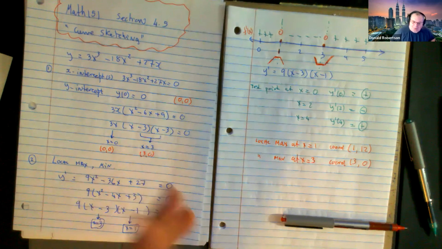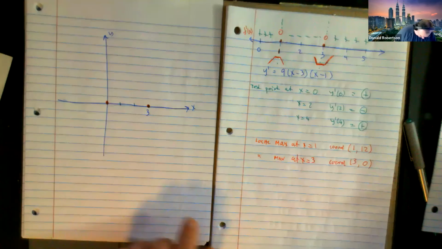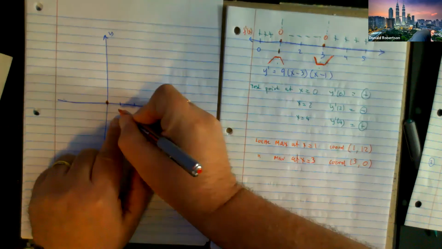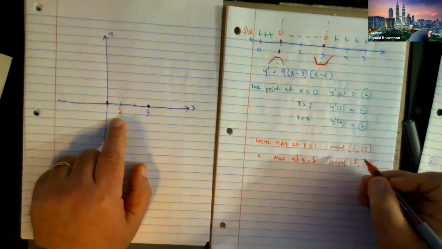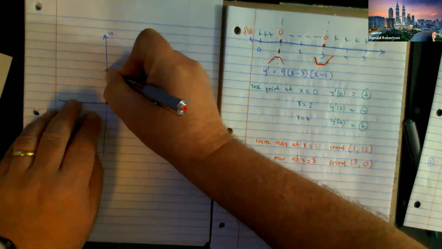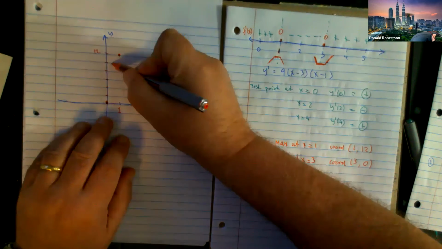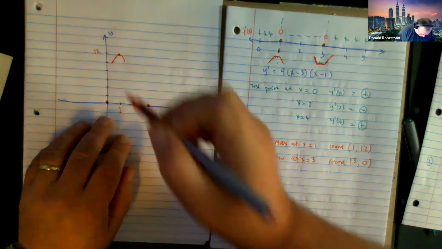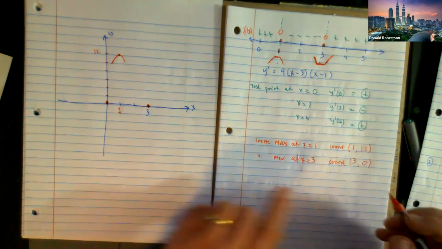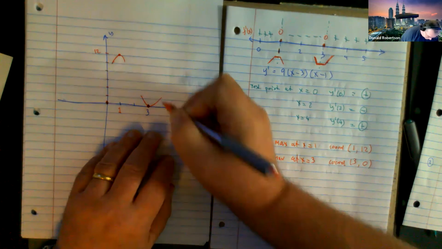Oh, that's cool. So back to my very badly drawn sketch. This fella. I know that x equals 1, y is 12. So I'm going to have to do a scale. 2, 4, 6, 8, 10, 12. At that point there, there's a local max. So I do a little thing that looks like this. At 3, 0, there is a local min, which looks something like this.